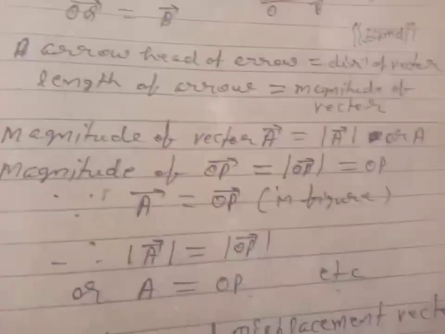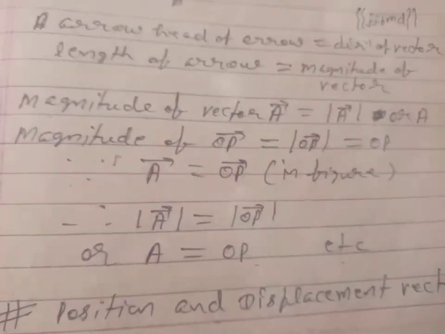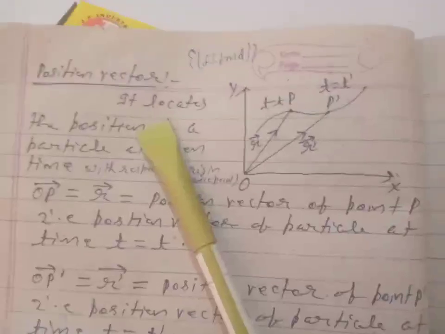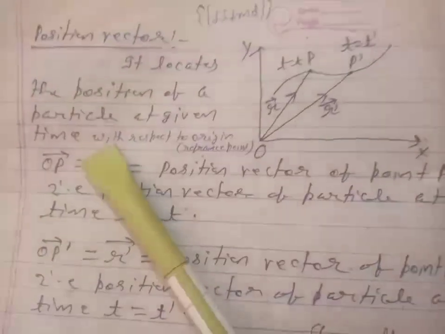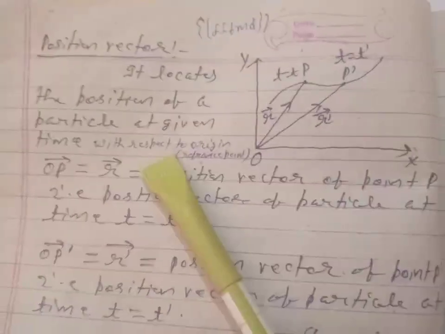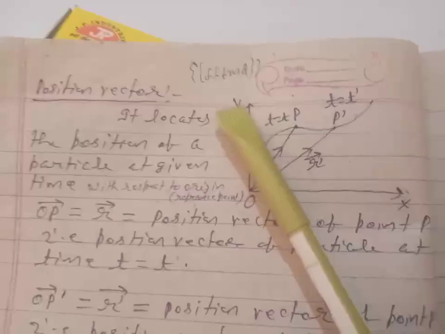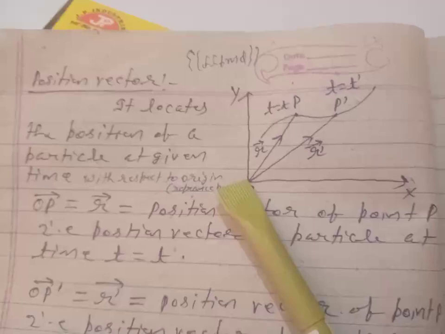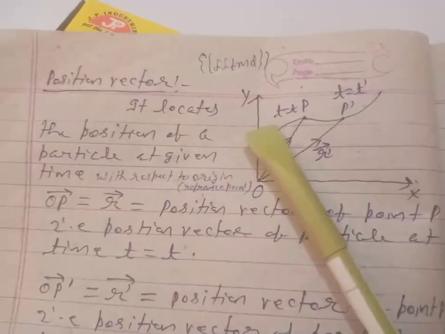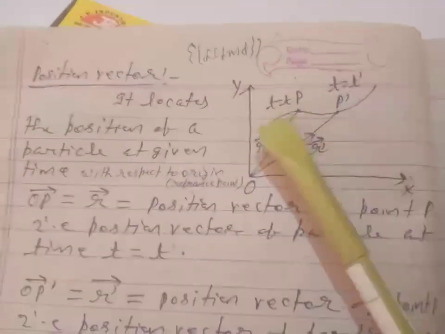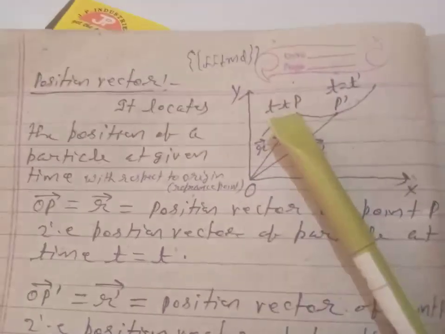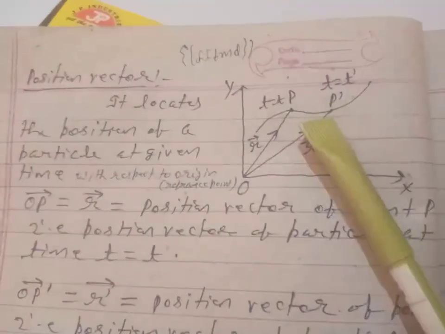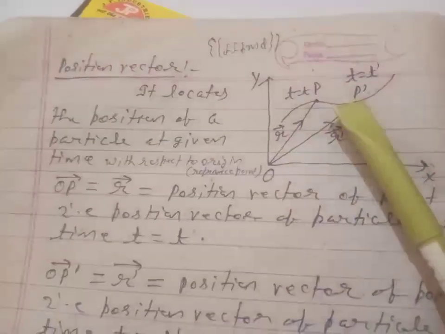Position and displacement vector. The position vector locates the position of a particle at a given time with respect to the origin. For example, we have drawn a Cartesian coordinate system. Here point O represents the origin, and consider a point moving on this line. Then at time t, the particle is at P, and at time t dash, the particle is at P dash.